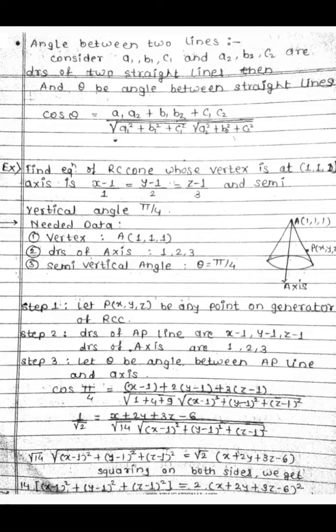Third is the semi-vertical angle. So here is the given information about the vertex. The vertex, which I denote by capital A, has coordinates 1, 1, 1. This is given information. Second, we require direction ratios.